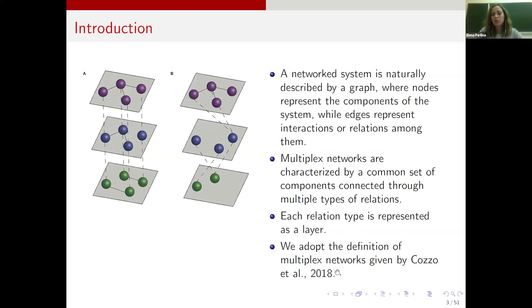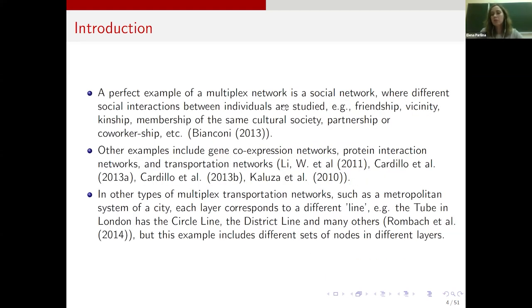So we adopt the definition of multiplex networks given by Corser in this publication. And there are some examples of multiplex networks. So the first and very good example is social network, where we communicate, as I said, as friends, and it may be members of some cultural society, partnership, co-authors, and so on. So this is a good example. And another example is from biology. So other examples can include also gene co-expression networks, protein interaction networks, and also transportation networks as well.